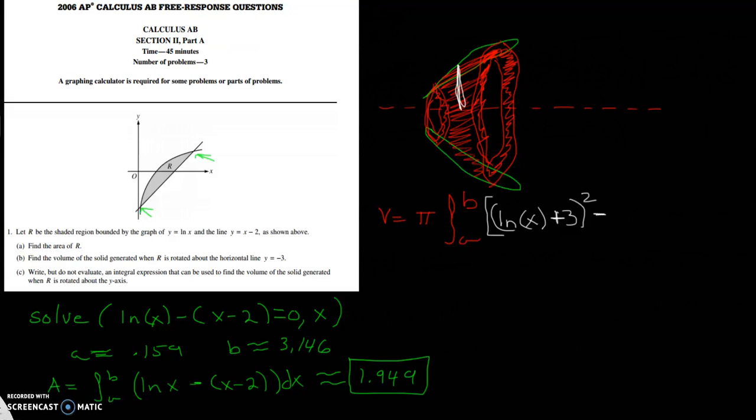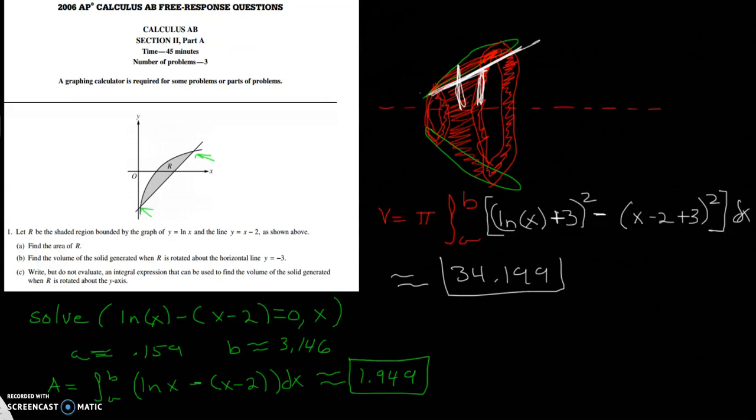Okay, minus inner squared. So now when you do inner squared, it's whatever that line is. This line over here, from here to here. Luckily that's an easy function. It's x minus 2 plus 3 quantity squared dx. So now when you solve this, you should get about 34.199. Also, if you really wanted to, you can make that into plus 1 and then just keep it in the parentheses.